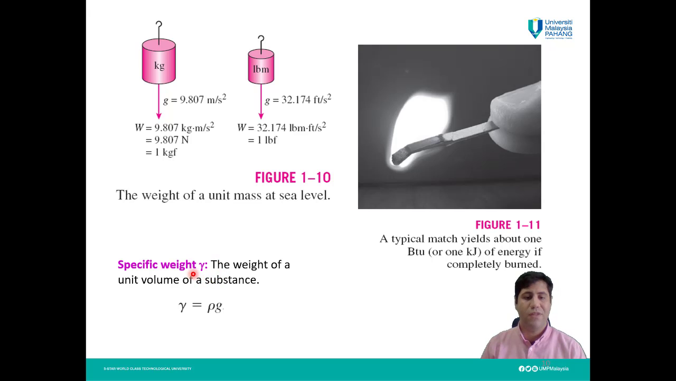And also we have specific weight or gamma, which is the weight of a unit volume of a substance. So gamma is equal to rho times g. g is gravitational acceleration and rho is density of the material. Density is actually, you may know about that, the ratio of the mass by volume of the substance.